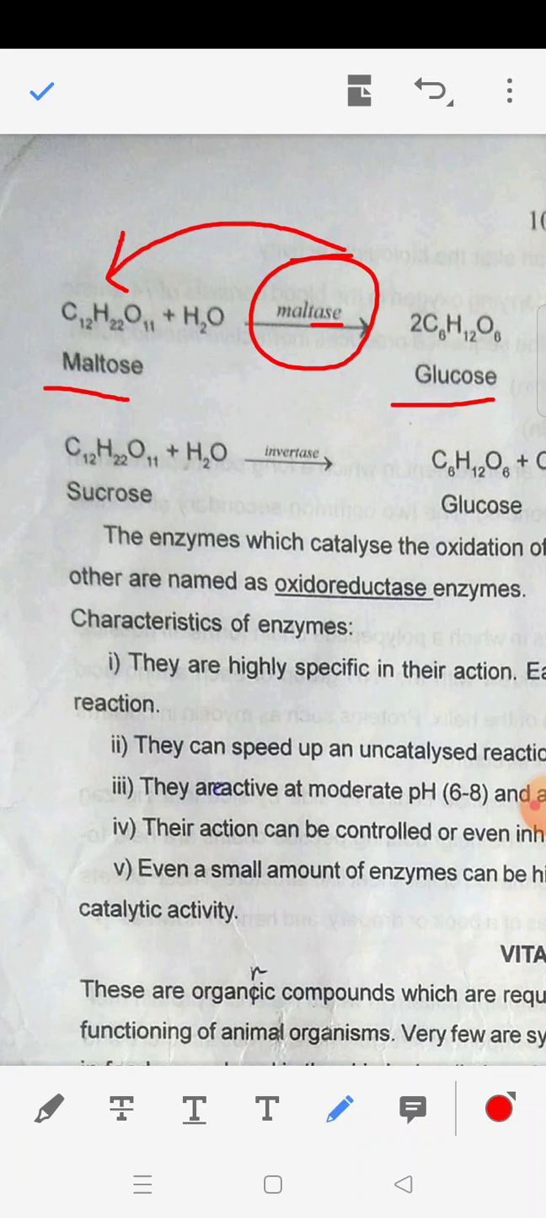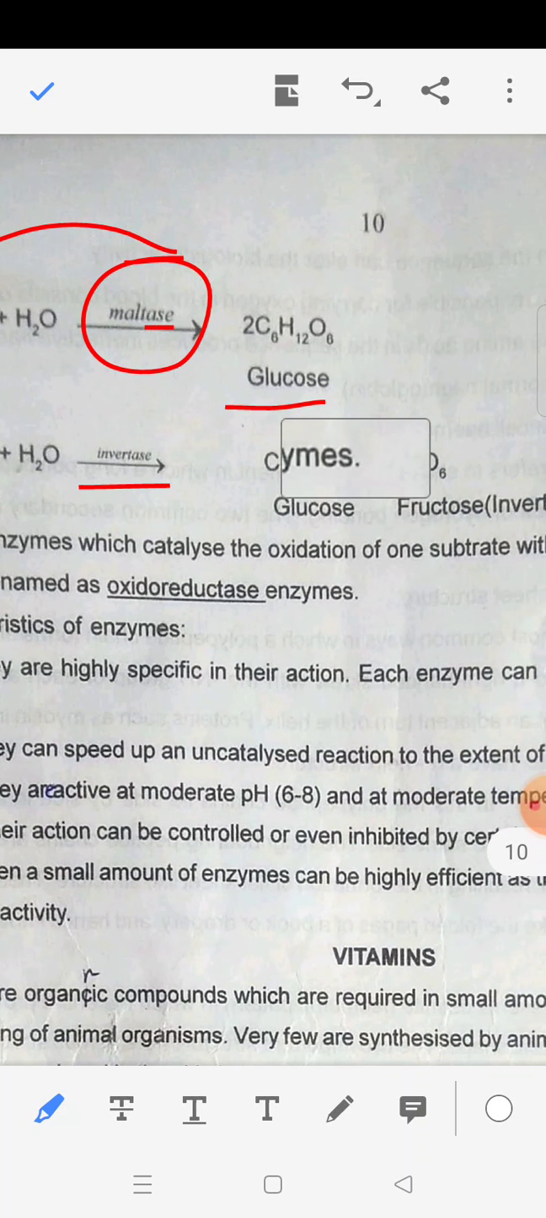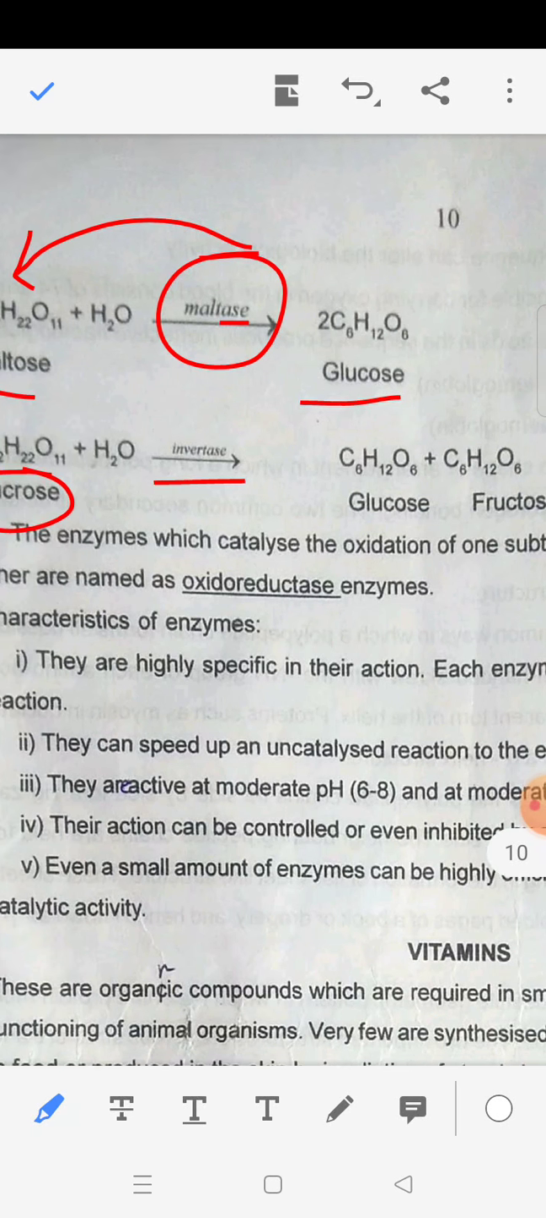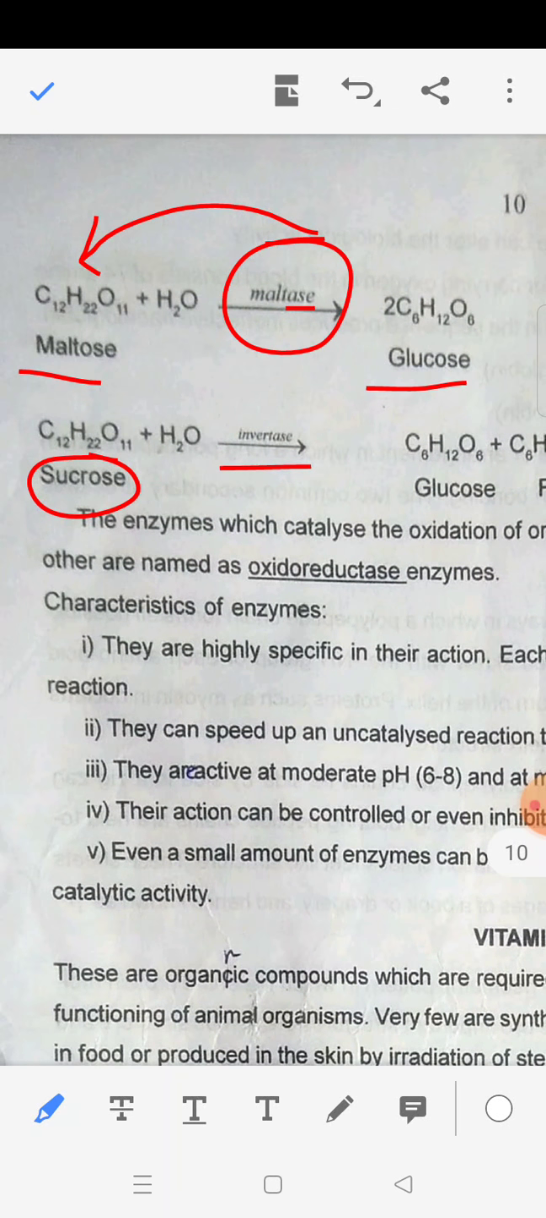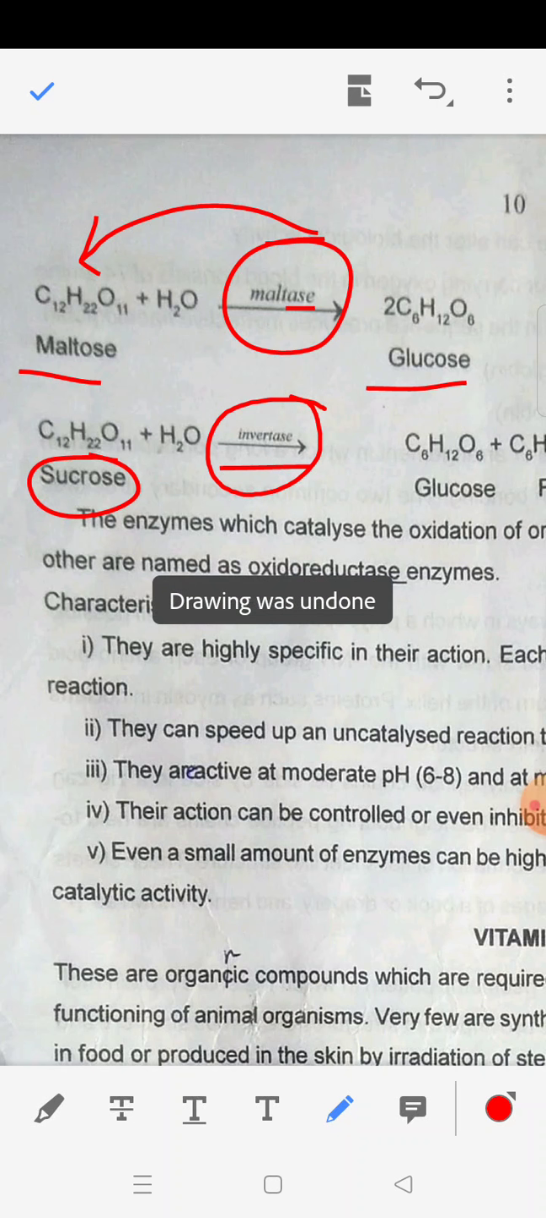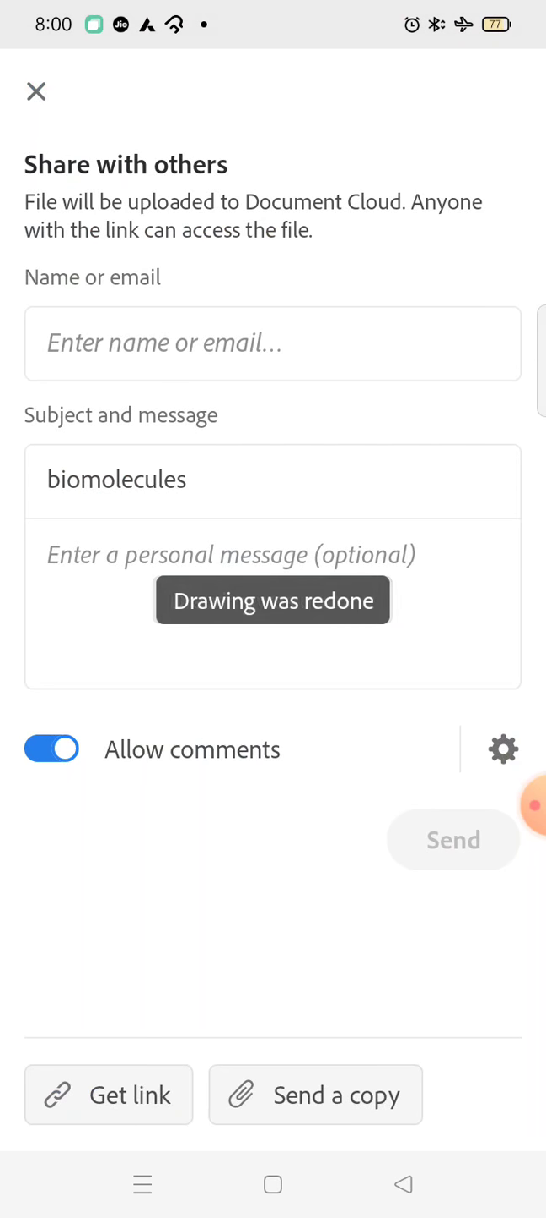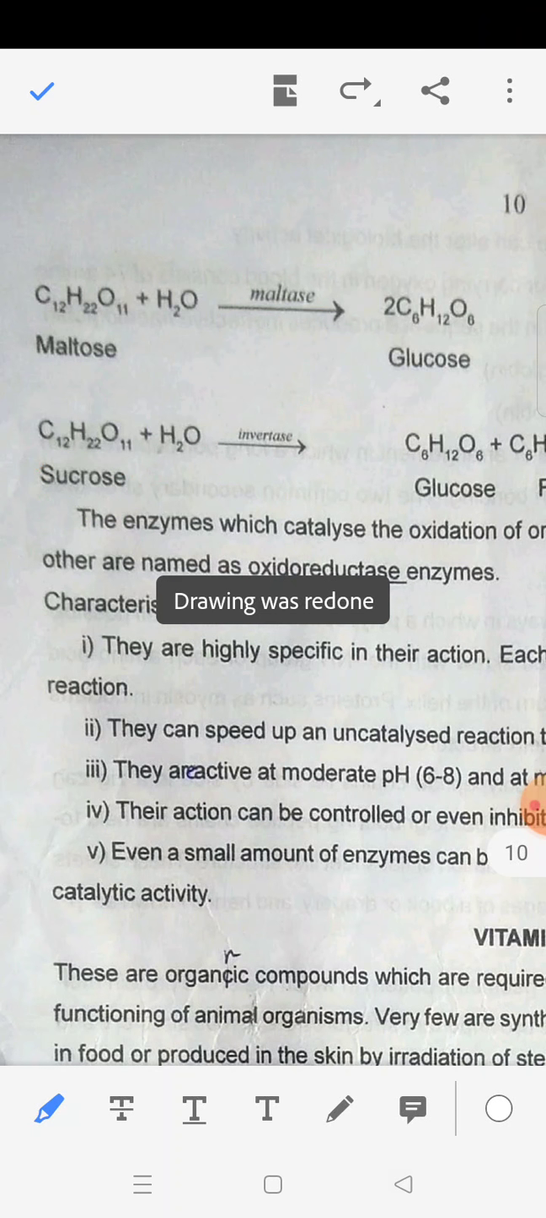Another enzyme is invertase. When sucrose, that is our normal sugar, is hydrolyzed to give you glucose and fructose, you know the process is called inversion of sugar. Here the enzyme which is used is called invertase. So on what basis has the enzyme been named? It is named on the basis of the function which it is performing. So these are the two ways an enzyme can be named.